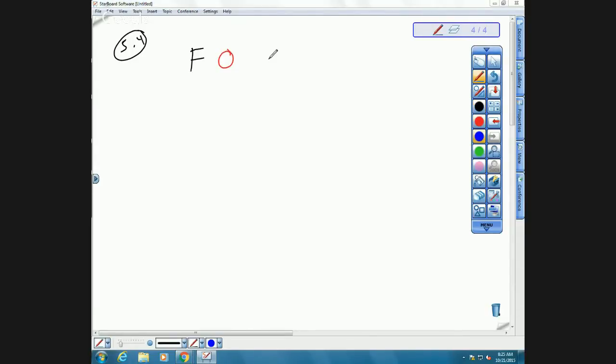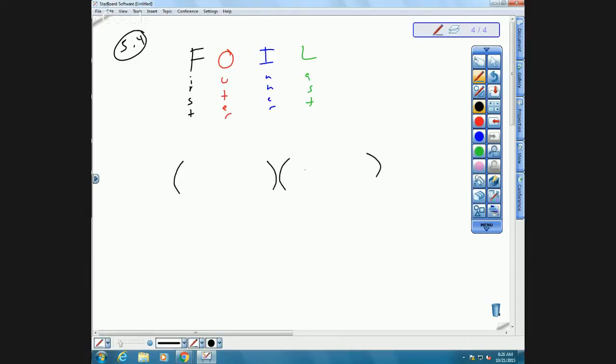So the first one is FOIL. FOIL is just an acronym to help you remember our whole process behind multiplying. Just like I took that monomial times trinomial, so I take the first one times everything inside the parentheses. The whole thing behind multiplying is that I take everything in one times everything in the other one, and FOIL helps us remember that. The acronym is what? First, outer, inner, last.